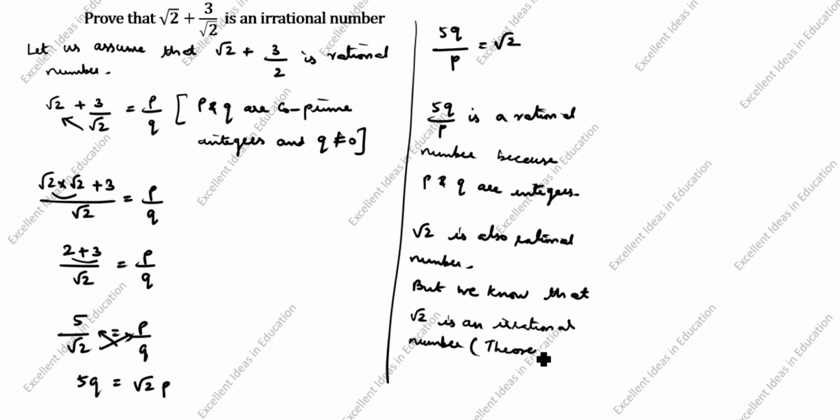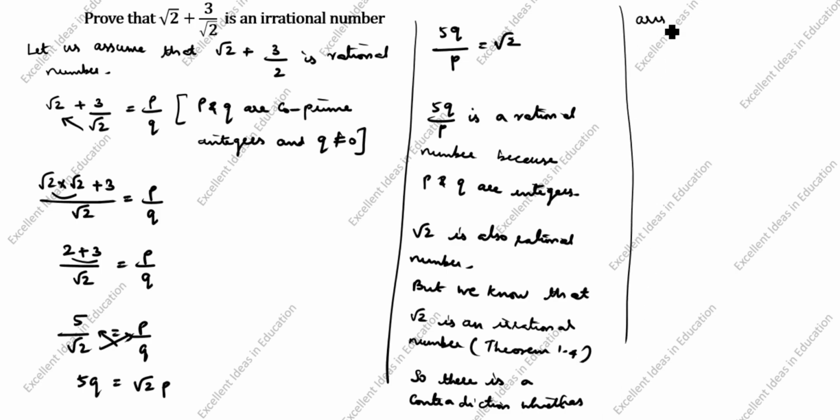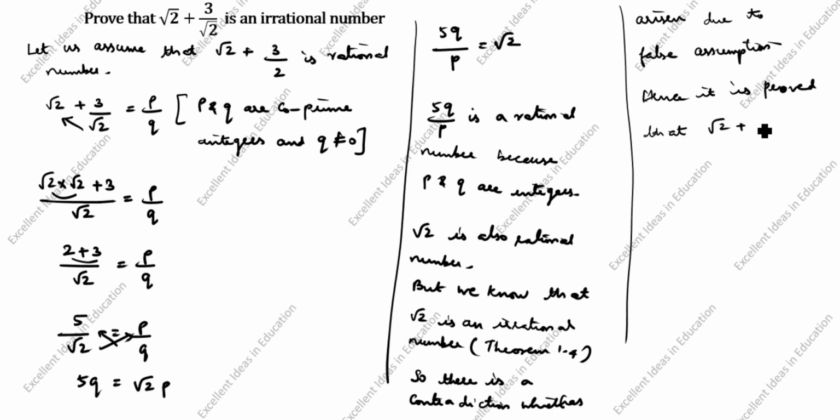Theorem 1.4. So, there is a contradiction which has arisen due to our false assumption. Hence, it is proved that root 2 plus 3 by root 2 is an irrational number.